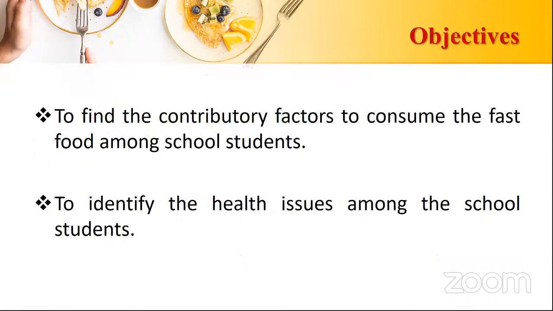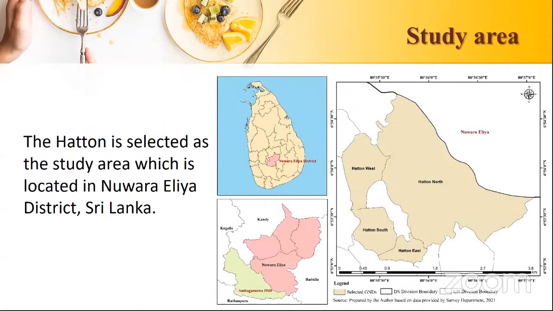There are two objectives in the study. The first objective is to find the contributory factors to consume fast food among the school students. The second objective is to identify the health issues among the school students. Study area: Hatton is selected as the study area, which is located in Nuwara Eliya district, Sri Lanka.